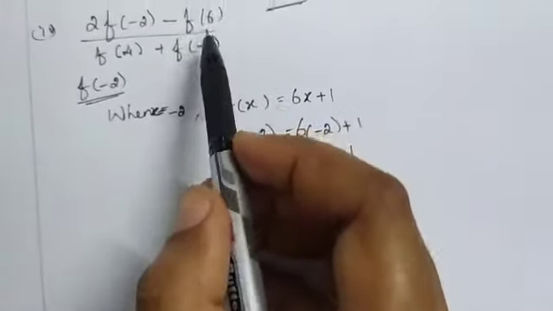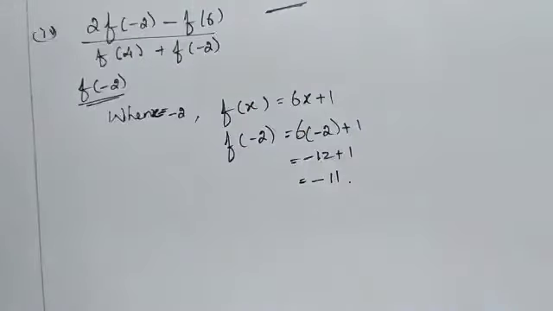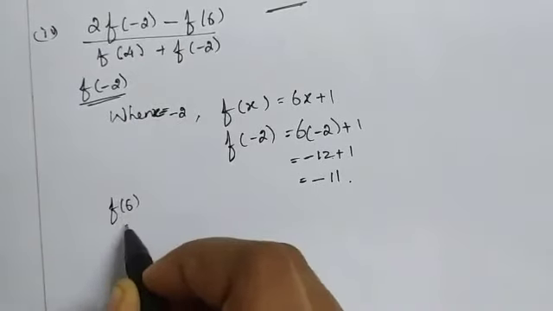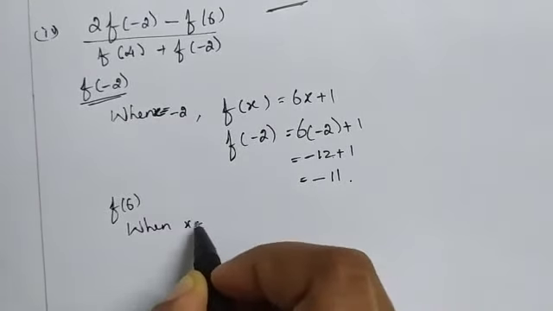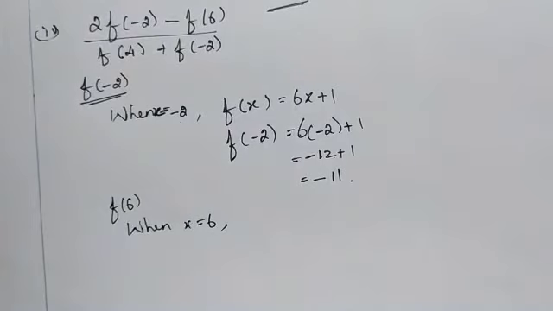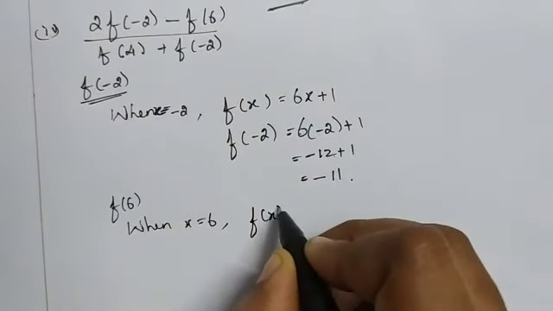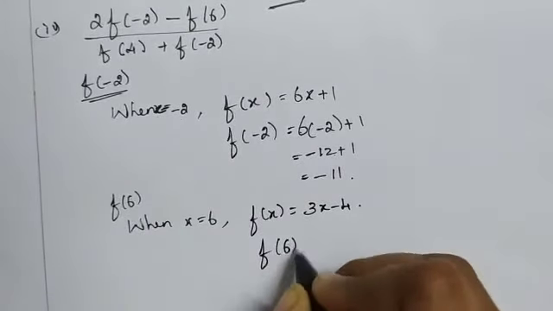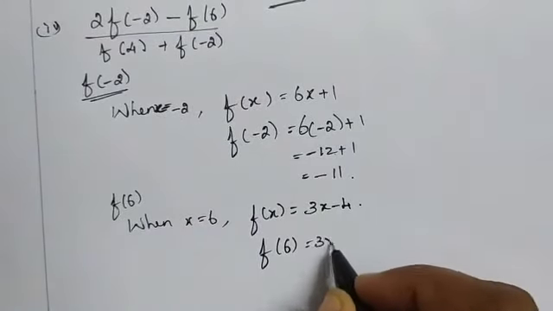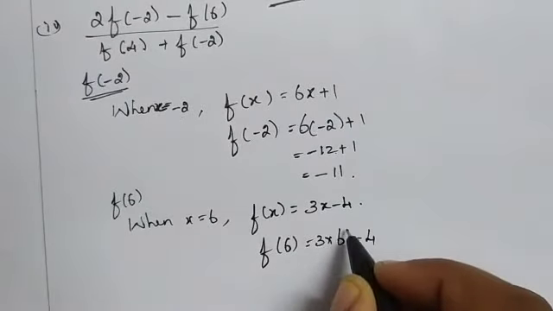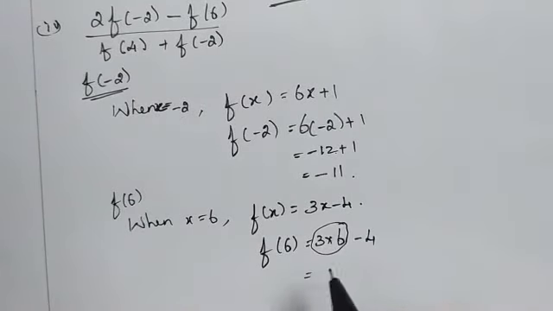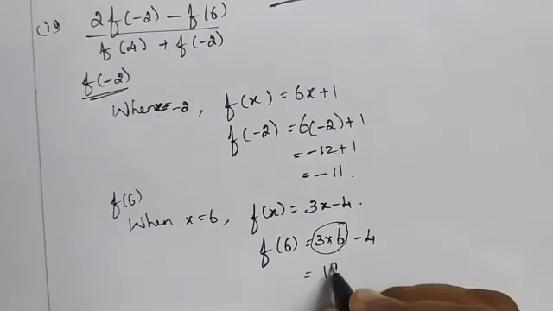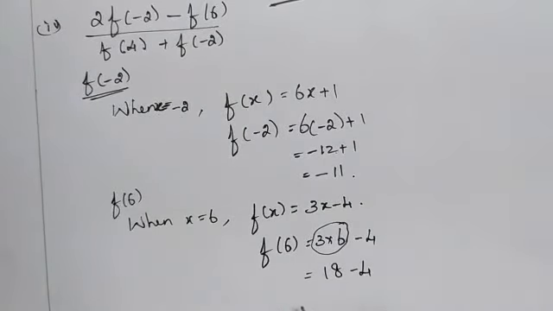Now find the f of 6. f of 6 means x is equal to 6. Where is x equal to 6? That is in the last line. Therefore, f of x is equal to 3x minus 4. f of 6 is equal to 3 into 6 minus 4. Multiply first. Always you must multiply. Then subtract.